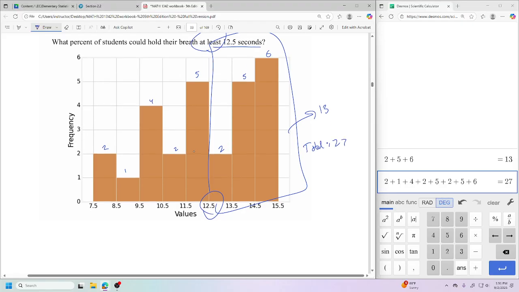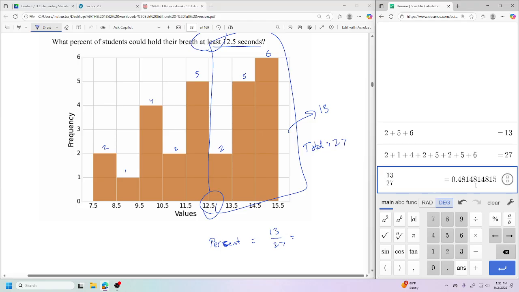And so you said divided by total. So yeah, that's my percentage. The percent would be then 13 divided by 27. Again, we're going to use a calculator for that guy. There we go. 48, basically. Cool.